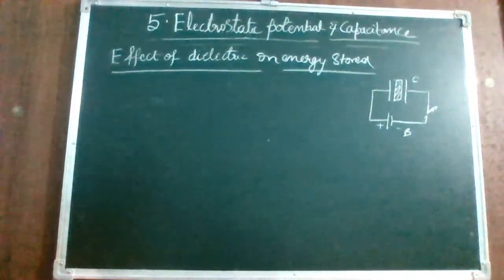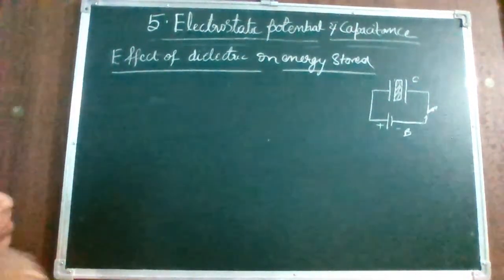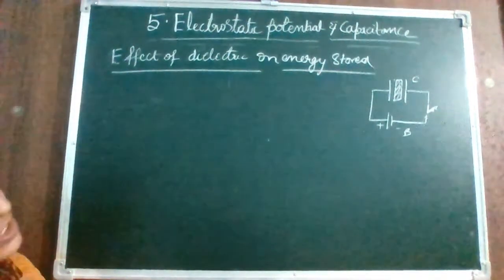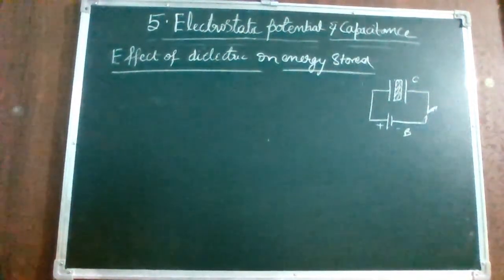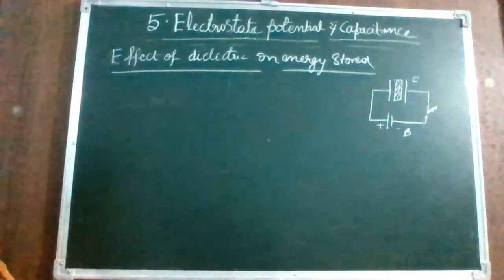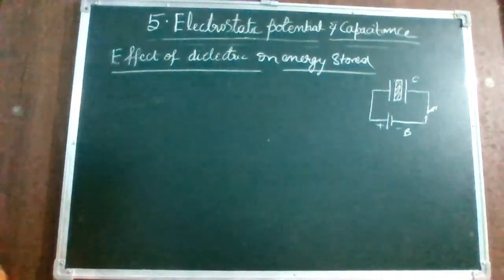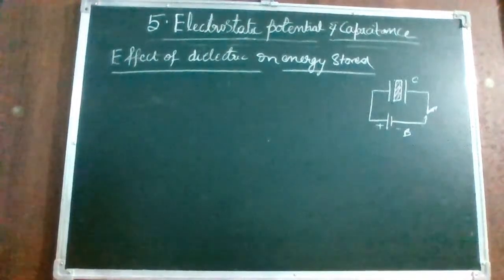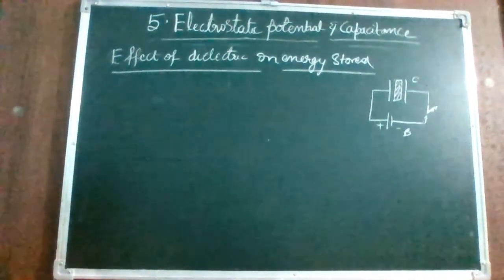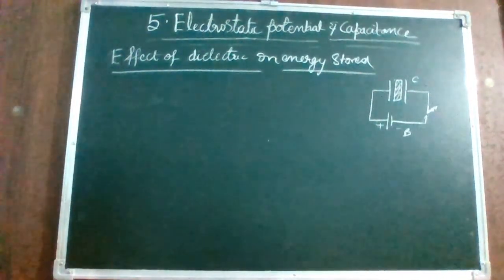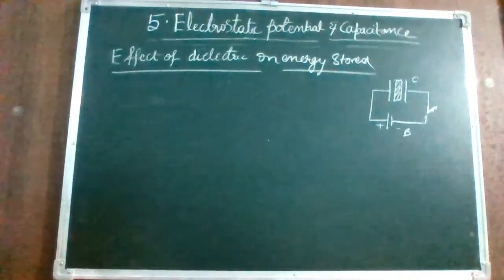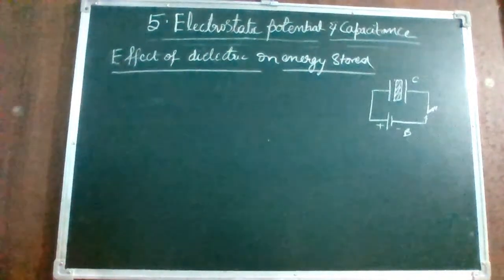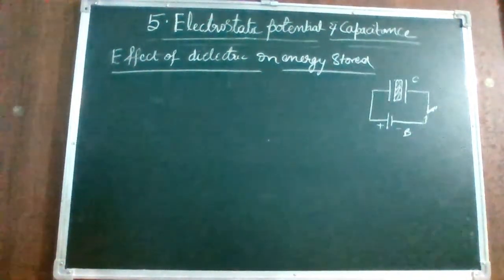Effect of a dielectric on charge and energy stored. Already I told you about the energy stored in a capacitor. We got some equations, and also if the dielectric is introduced, that means if the battery is disconnected and a dielectric slab is introduced between the plates of the capacitor, then what is the effect? What effect does it show?